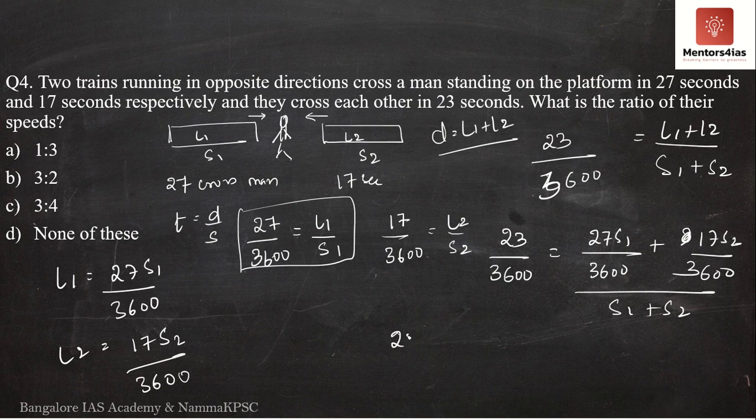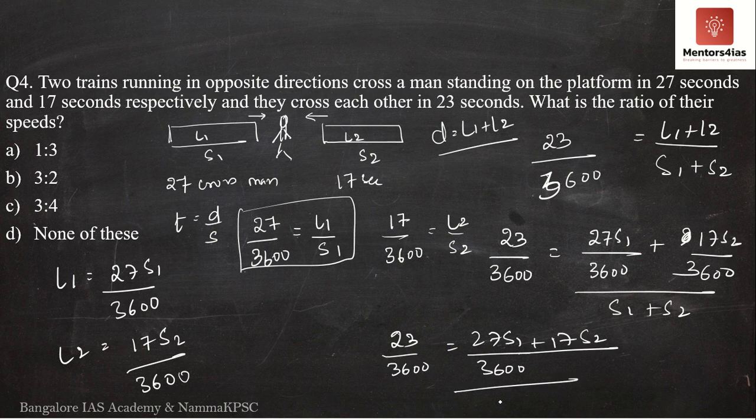So what do we get here? We get 23 divided by 3600 is equal to 27 S1 plus 17 S2, divided by 3600, the whole thing divided by S1 plus S2. The 3600 and 3600 over here get cancelled. I'm going to take S1 plus S2 to the left hand side.